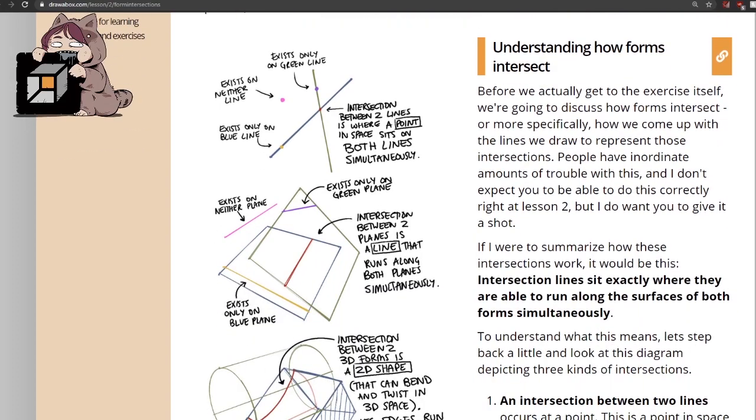Understanding how forms intersect. Before we actually get to the exercise itself, we're going to discuss how forms intersect, or more specifically, how we come up with the lines we draw to represent those intersections. People have inordinate amounts of trouble with this, and I don't expect you to be able to do this correctly right at lesson 2, but I do want you to give it a shot.